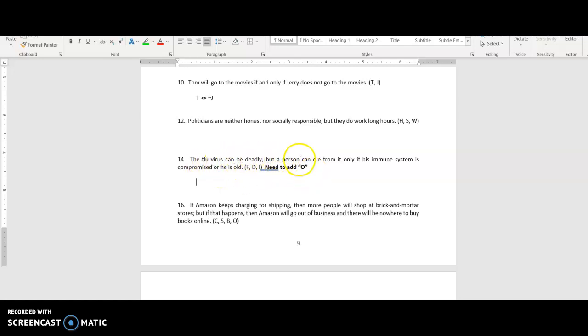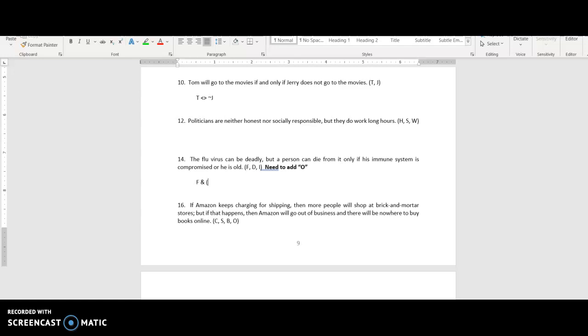Flu virus can be deadly, but a person can die from it only if his immune system is compromised or he is old. So the flu virus can be deadly is a sentence, but it's a conjunction with the rest of this stuff. So let's do F for flu virus can be deadly, and that's our but. Now the rest of this is the right conjunct. A person can die from it only if his immune system is compromised or he is old. So it's only if, remember, just drop in the horseshoe for only if. So what goes before only if? A person can die from it. So that's the D.